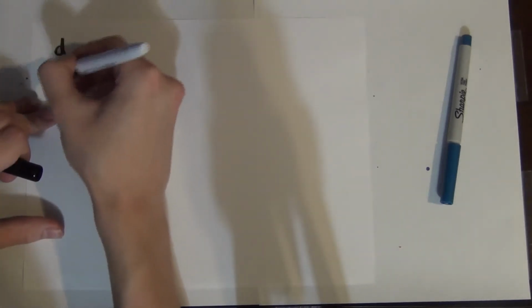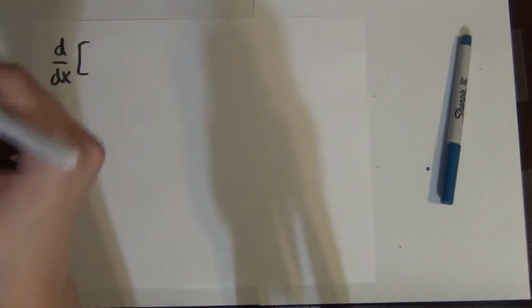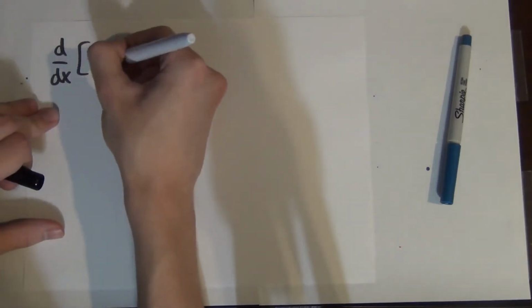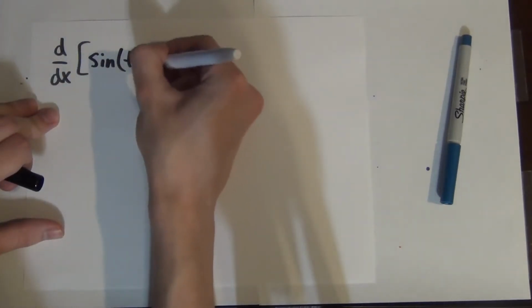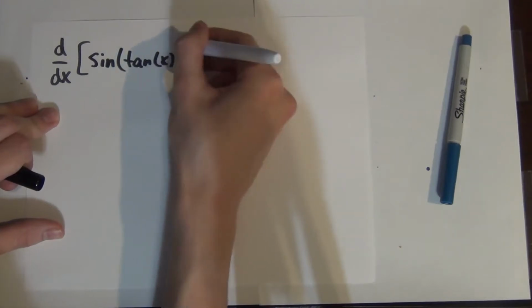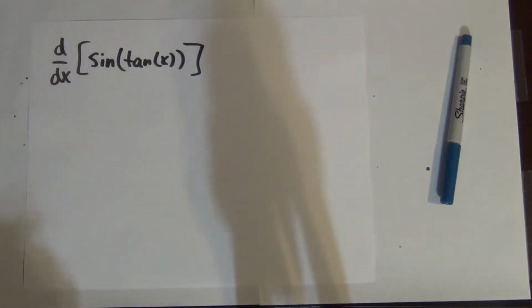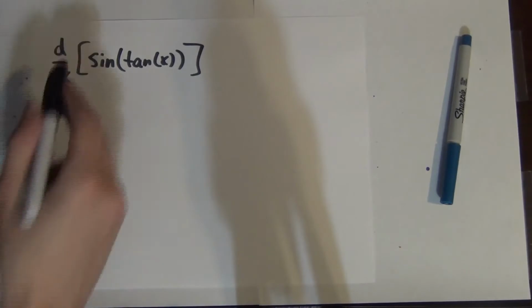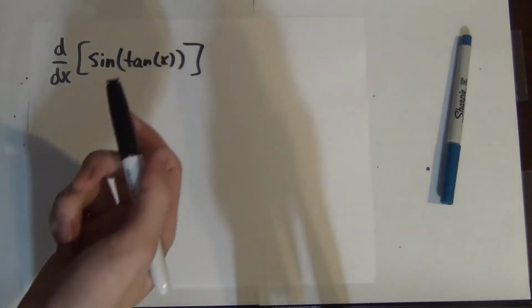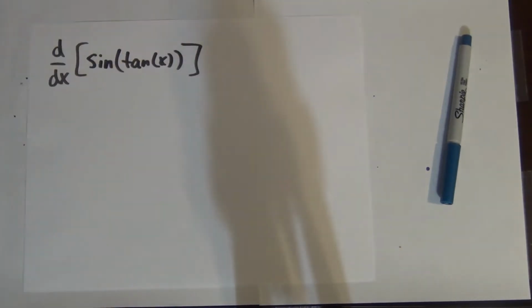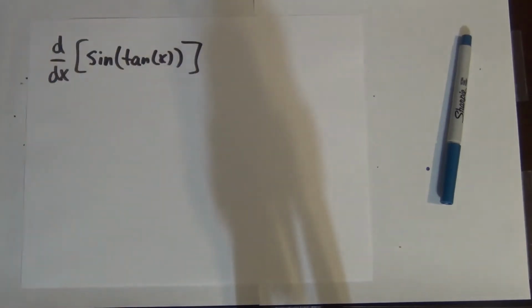So my first example, if I can't complicate things enough, is we're going to differentiate sine of tangent of x. Okay, please don't freak out. It's going to be fine. Because in reality, all this is sine of something. I'm differentiating sine of something. Well, that's just cosine of something. It's as simple as that.